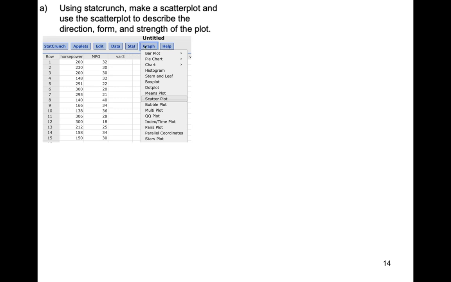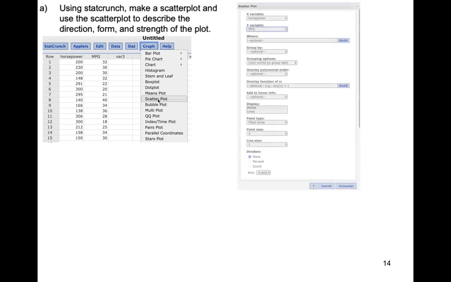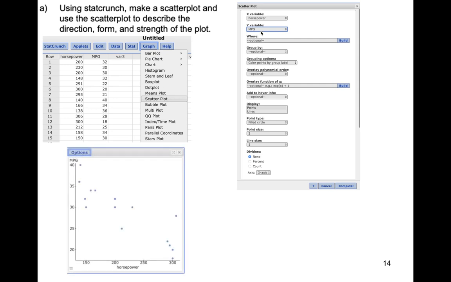And then you can see here I went to Graph, and then I went to Scatter Plot. And when I did that, this came up. And the important thing you want to look at is these two things up here. These are drop-down menus. So notice for my X variable, I chose the first column, which was horsepower. And for the Y variable, I chose the second column, which was MPGs, miles per gallon. And when I click on Compute, it actually gives me the scatter plot for horsepower and MPGs.